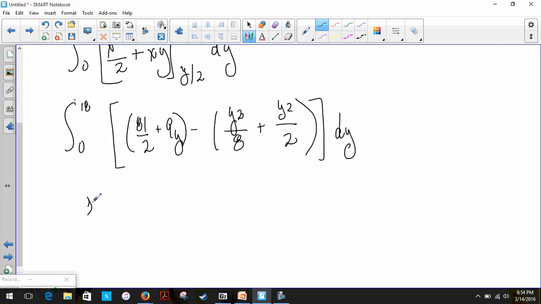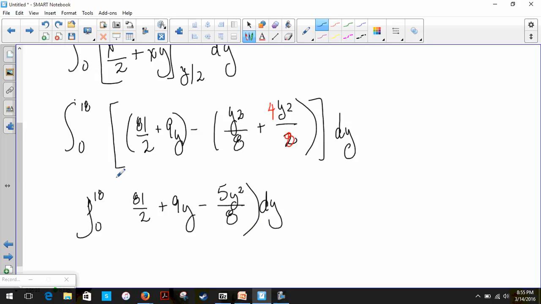Let's see, I have 0 to 18. I'll go ahead and leave him as 81 over 2 plus 9y. Let's see, I can make this, at least one of these guys can match, right? And I'll have a minus 5y squared over an 8, which is not too terrible actually, right? And so we can now integrate this with respect to y.